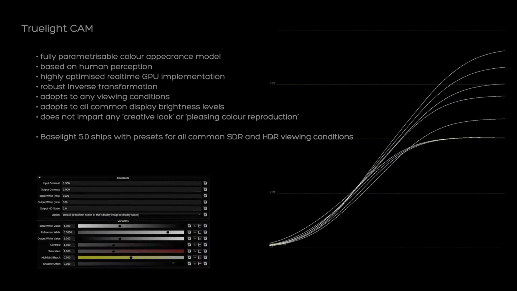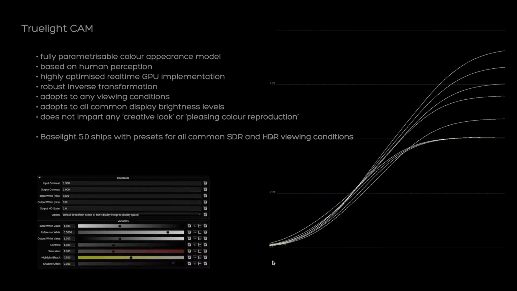Truelight CAM is a new display rendering transform family. By the way, CAM stands for Color Appearance Model and not for camera. Obviously it is based on a fully parameterized human perception model. A nice property is that it is highly optimized for real-time GPU rendering. In Baselight, Truelight CAM is actually applied as a shader in 32-bit floating point and not as a pre-baked cube. This elicits greater precision and quality on the final image, especially in the shadows.